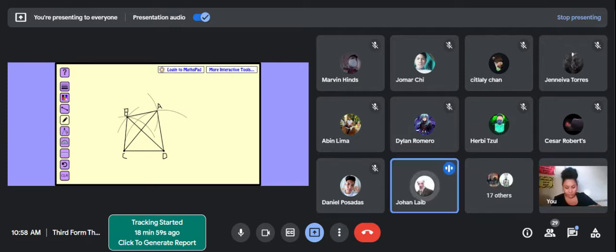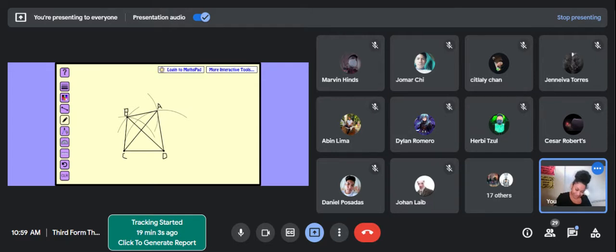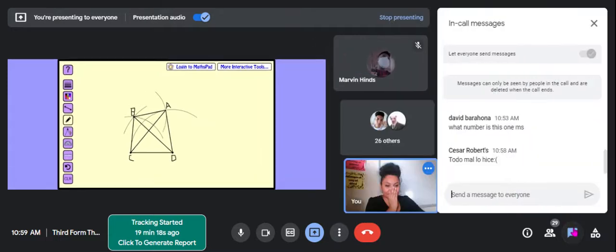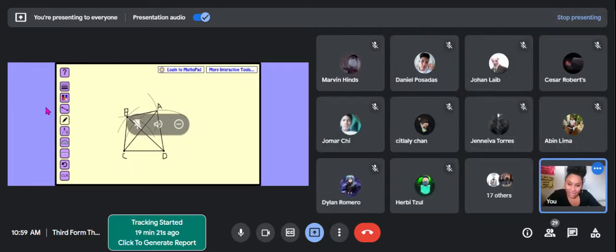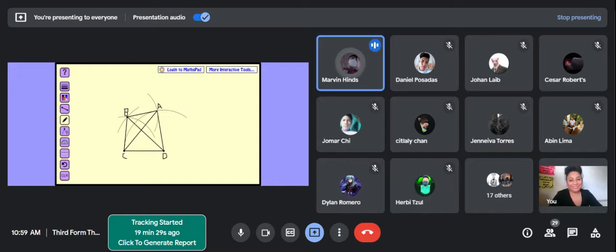Miss, is this number three? This is number 3. Do I need to repeat what I did? Clear, miss, clear. Next. Okay, guys, can we move? Continue. Yes, miss, continue. Okay.